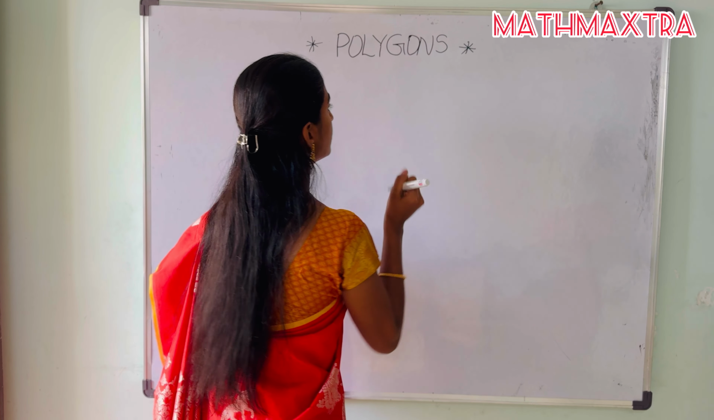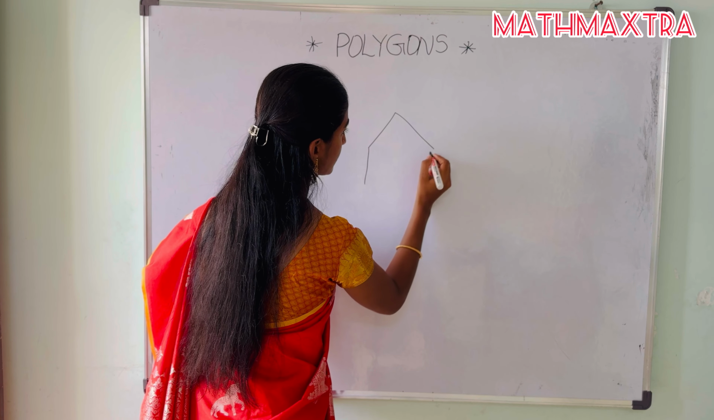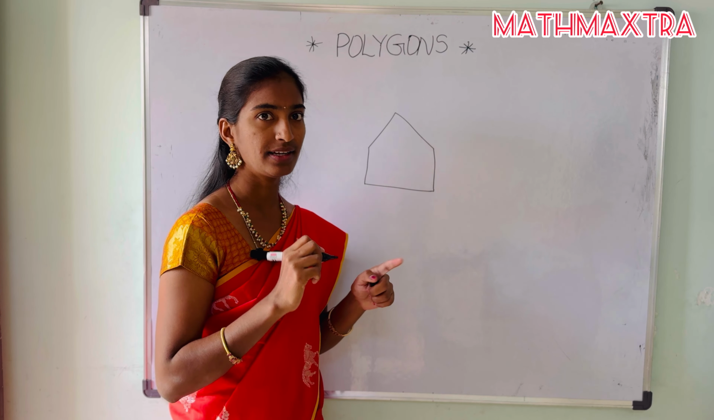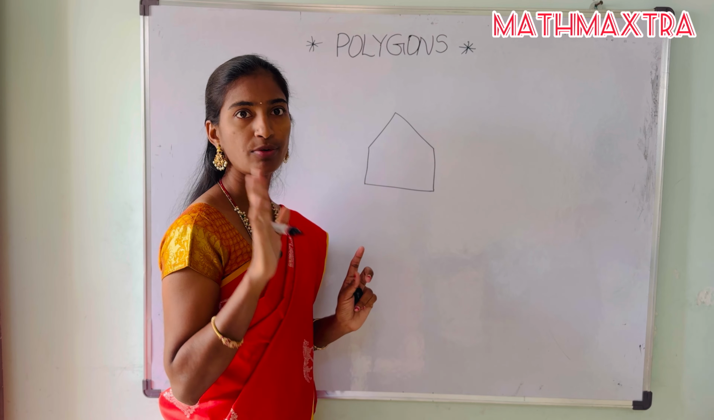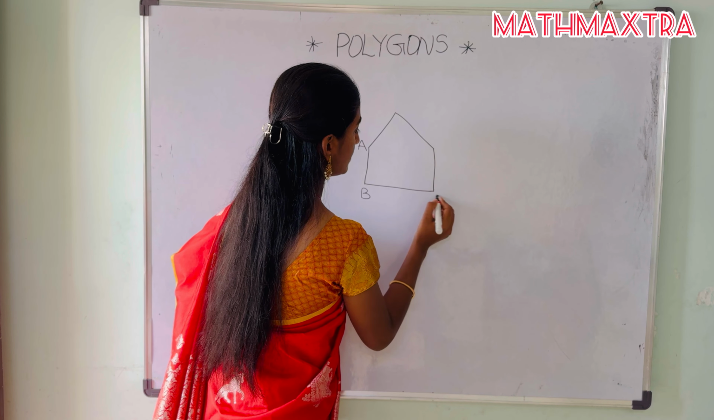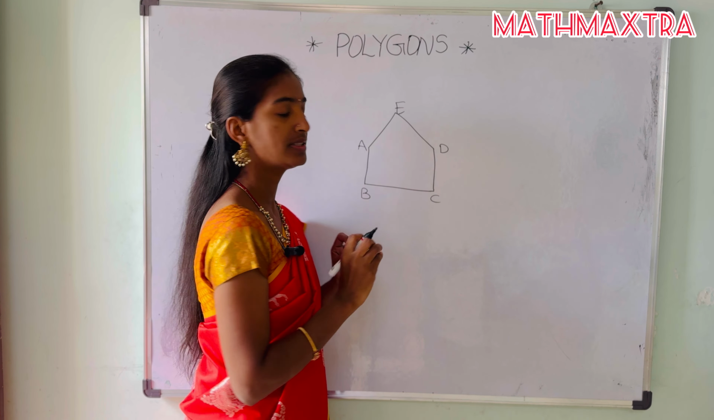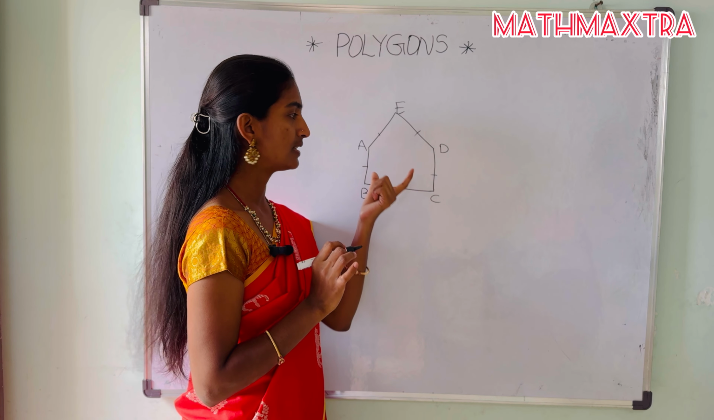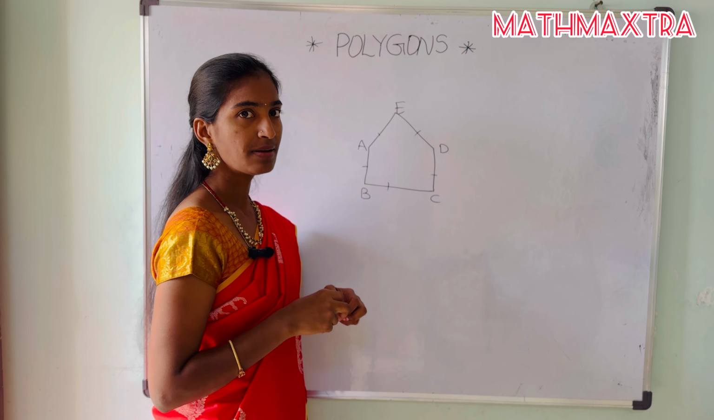So for example, we know a triangle is made up of three line segments. We know a quadrilateral is made up of four line segments. And this is a pentagon, A, B, C, D, E, pentagon. And it is made up of five line segments. See, 1, 2, 3, 4, 5. Five line segments, and it is a simple closed plane figure. Yes. So this we call a polygon.